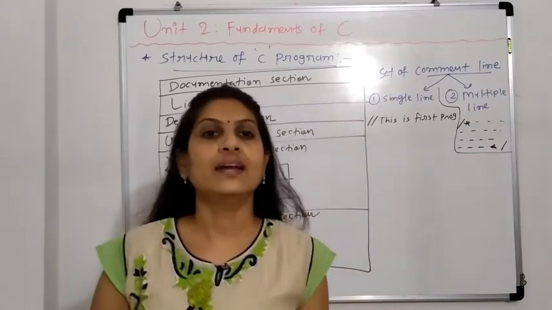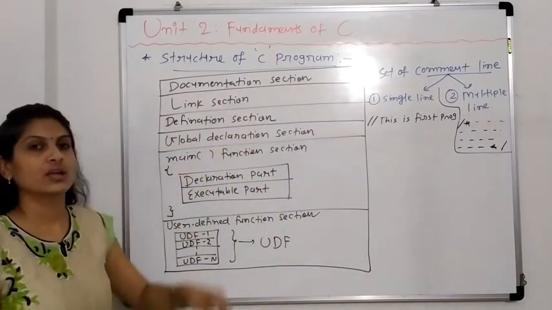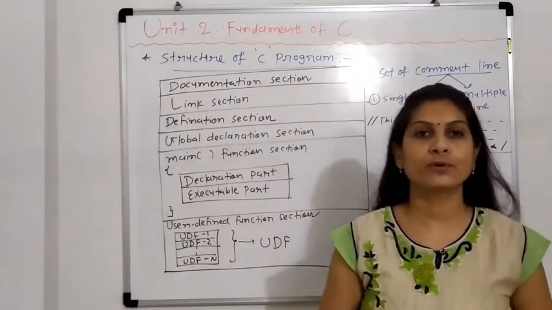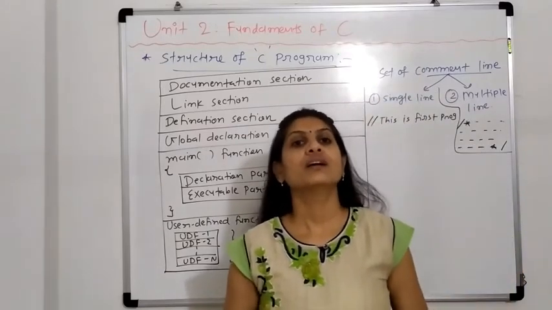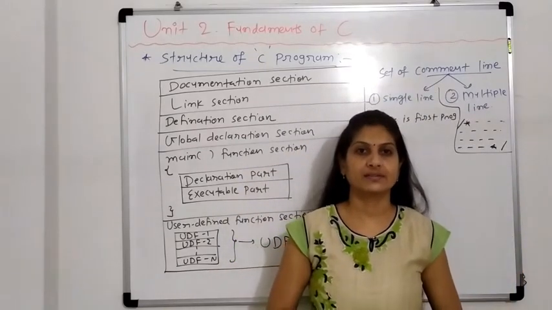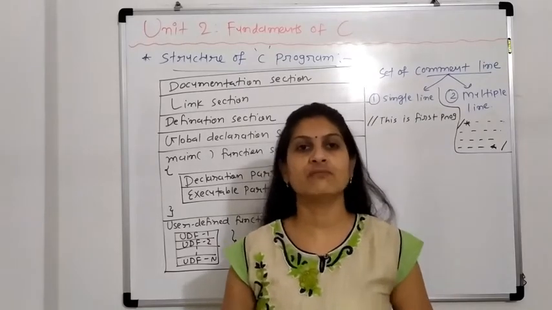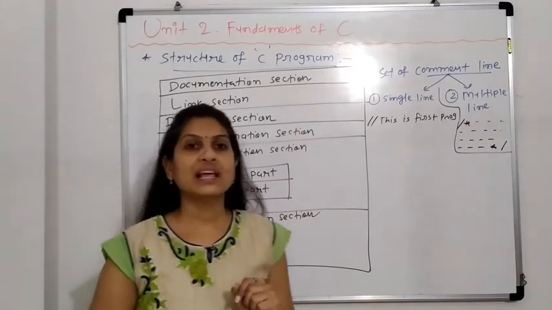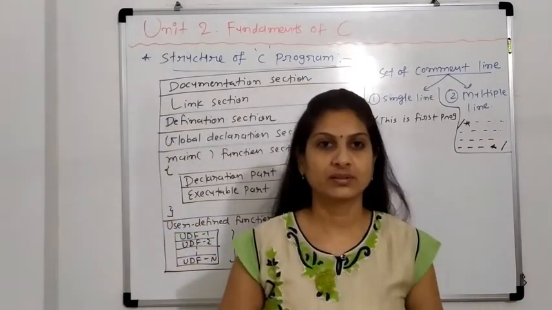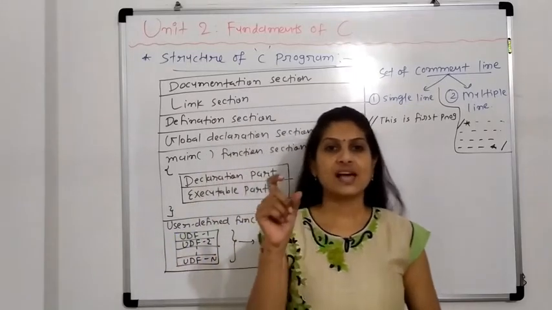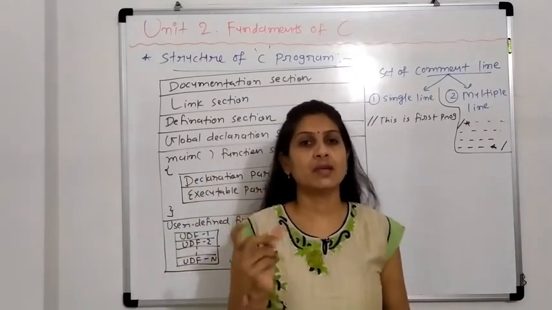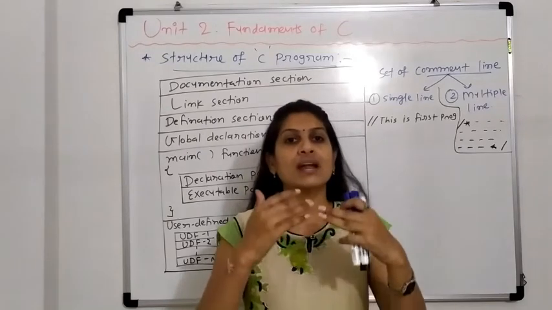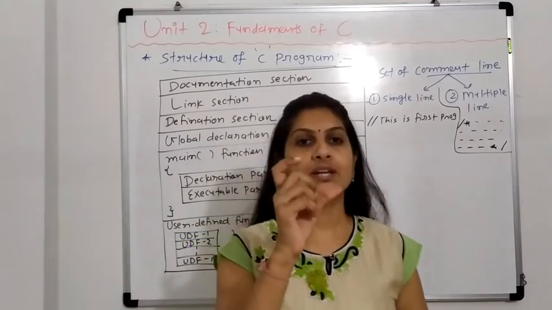Now what can we write in this section? The documentation section is nothing but the name of program, name of author, title, something like that, time and at which time we implemented this program. So this is similar to the first page of our book, in which the title is there, edition is there, then name of author, price. All of these are what? The document means the introduction about that particular book.